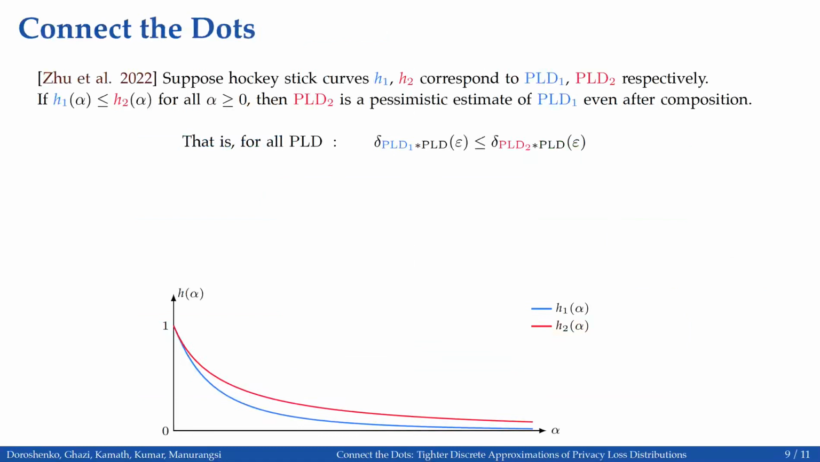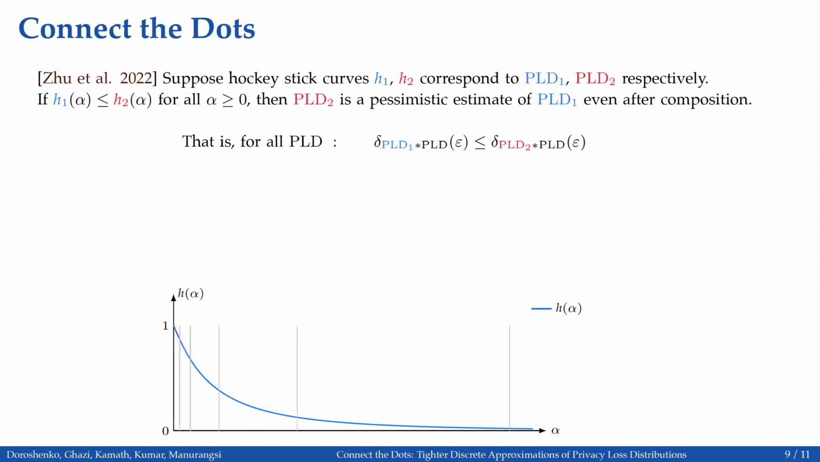In order to do that, it is important to note a key theorem shown by Zhu et al. That if we have two hockey stick curves, h1 and h2, such that h1 is always less than or equal to h2, then the PLD corresponding to h2 gives rise to a pessimistic estimate of the hockey stick divergence over the PLD corresponding to h1.